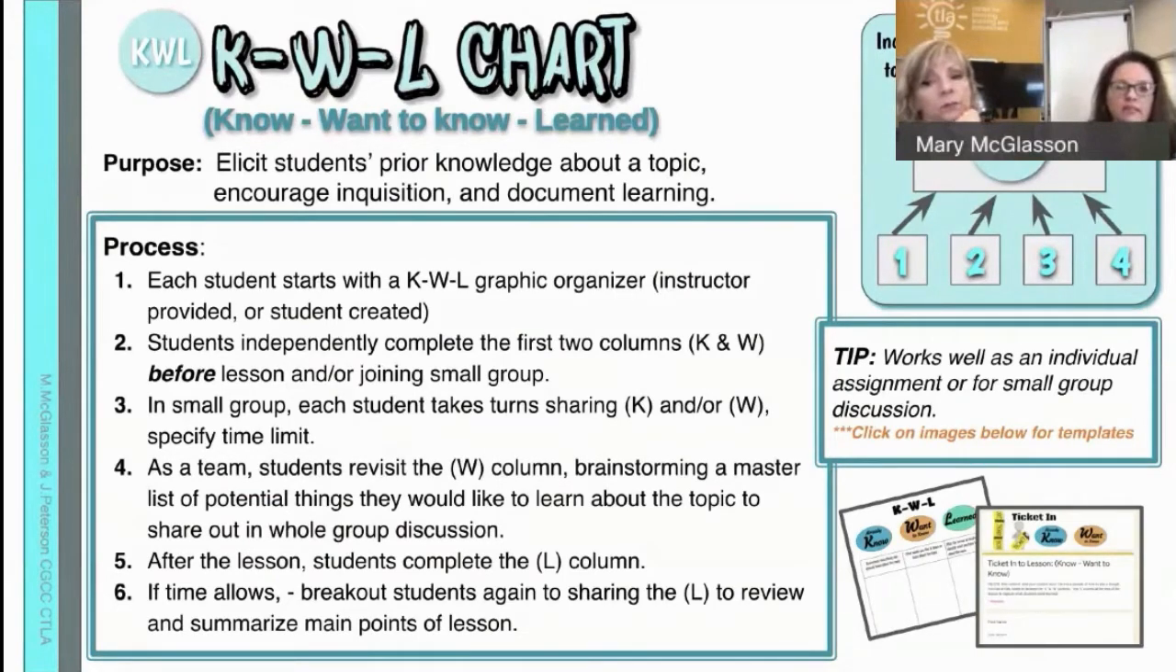And certainly if there was time at the end of your lesson, you could put students in another breakout room to discuss what they learned. That's a great way to review key content. Just share what was the biggest idea or what was the biggest point of learning from your lesson.